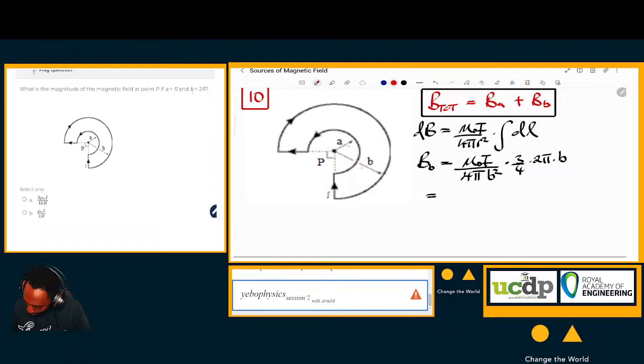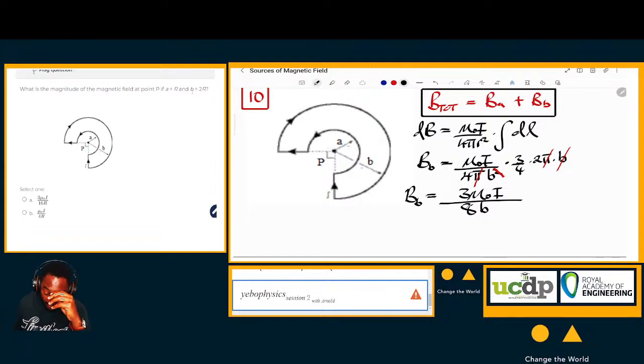Okay. Then I'll cancel this B, cancel the square, cancel the pi, cancel that. And then if I continue, B of B is going to be equal to mu naught I. You've got your 3 there. 4 times 4 is going to be 16, divided by 2 is going to be 8.